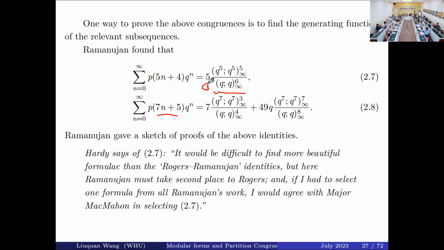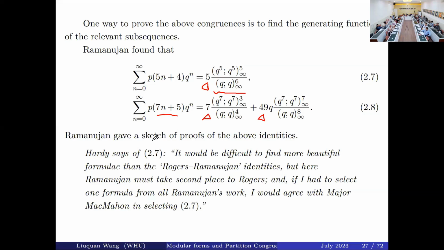So this immediately means that p(5n+4) is divisible by 5. And here, since you have 7 here and 49 here, they are all multiples of 7. So this immediately shows that p(7n+5) is divisible by 7. So this is a very good way to prove the congruences, and it actually gives you more information than the congruence itself. And Ramanujan himself gave a sketch of proofs of the above identities.